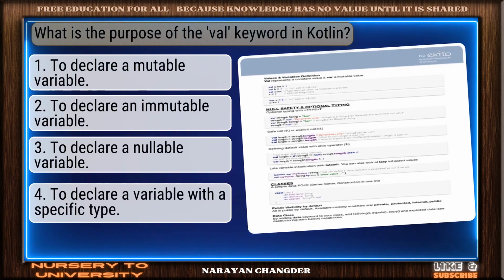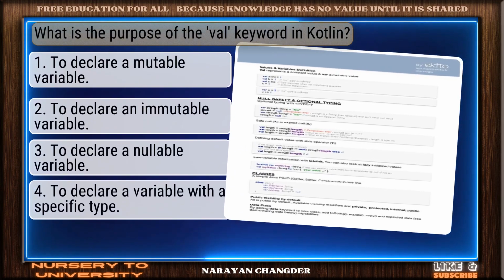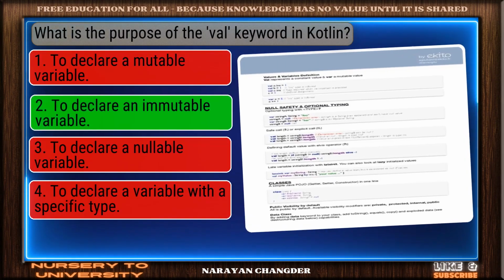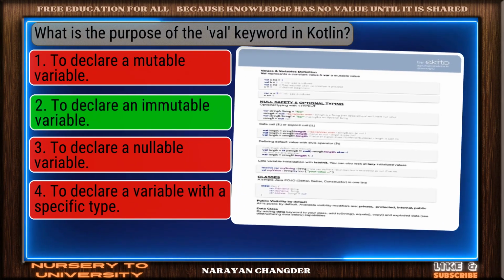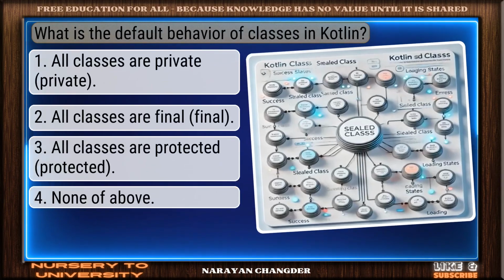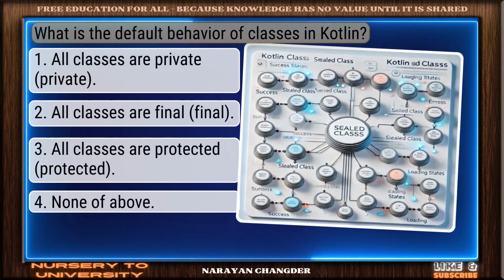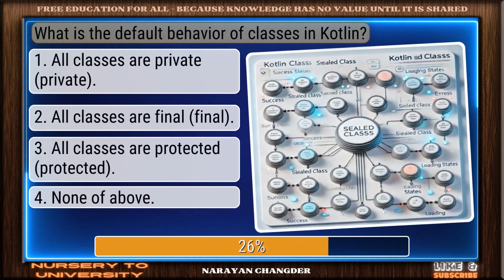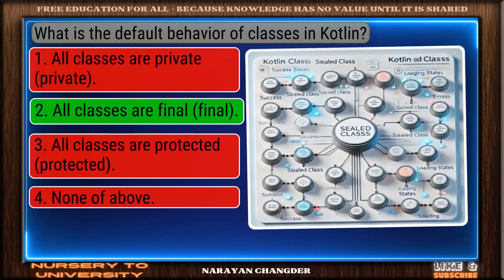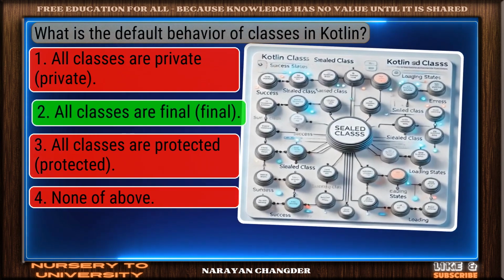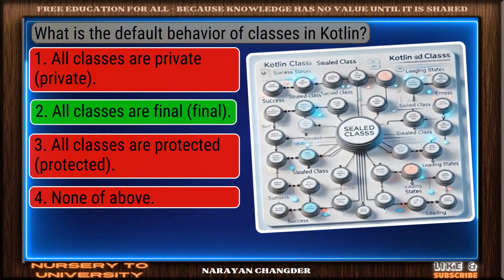Question number 32. What is the purpose of the val keyword in Kotlin? You're right. To declare an immutable variable is the correct answer. Question number 33. What is the default behavior of classes in Kotlin? Well reasoned. All classes are final is the correct choice.